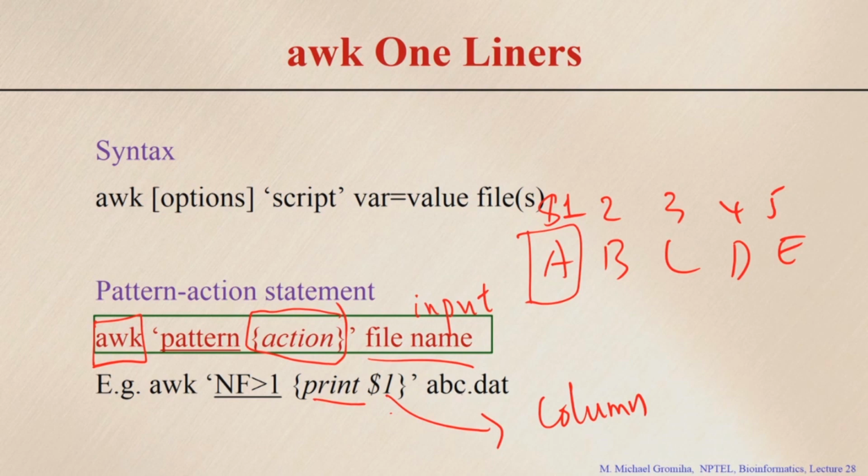This input file here is abc.date. It considers the condition n greater than 1. I will explain what this is. It will check this condition in the file abc.date, and if it satisfies the condition, then it will print the first column. This is the syntax for the pattern-action statement in awk.